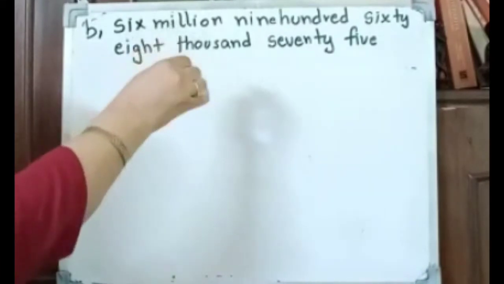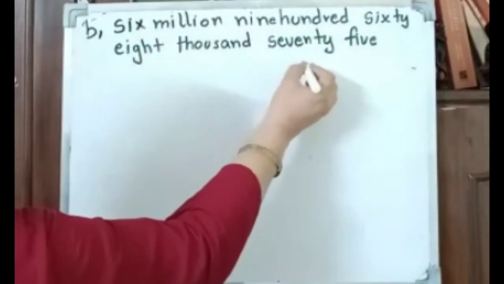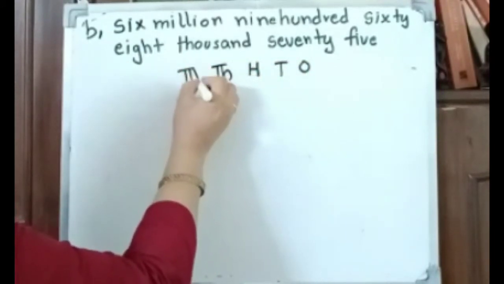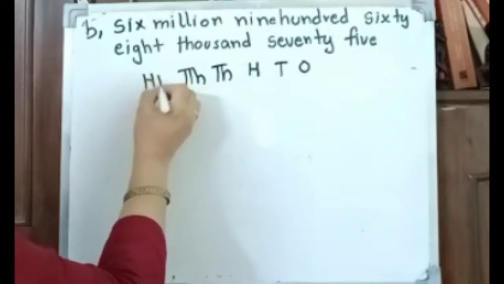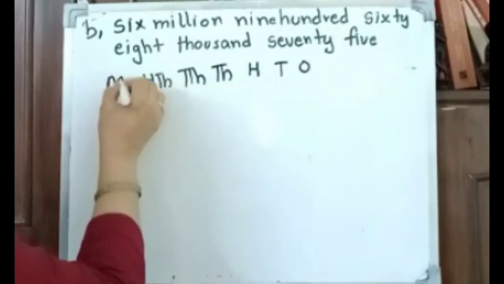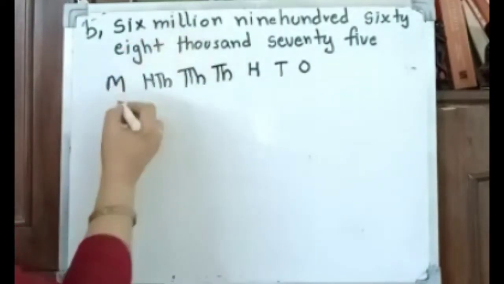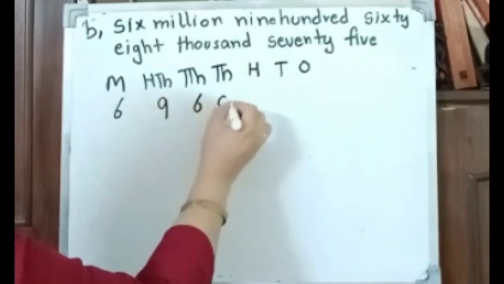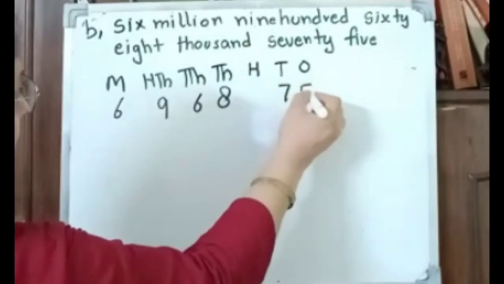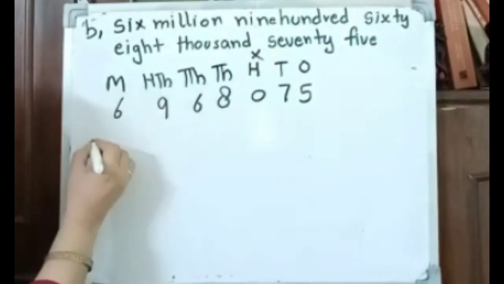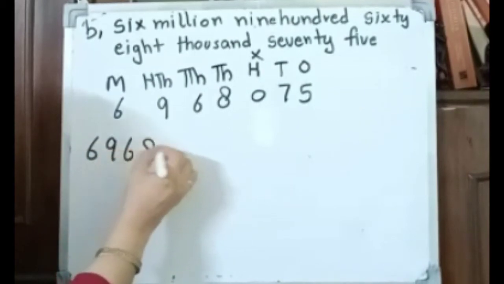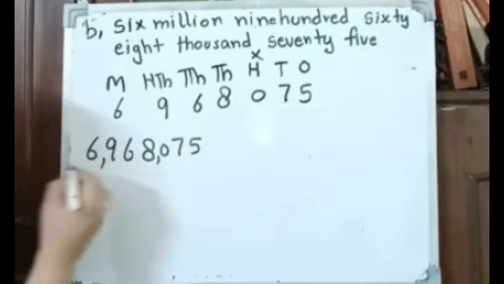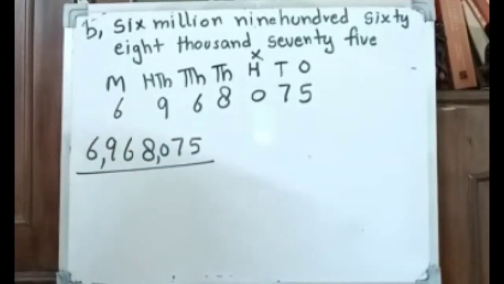Here we have six million nine hundred sixty-eight thousand seventy-five. So for millions we have to put the number in the international place value chart. Ones, tens, 100, 1000, 10,000, 100,000, then we have millions, and then we have 10 millions. Here we have 6,968,075. No number here means 0. So the number is 6968075. Ones, tens, 100, 1000, 10,000, 100,000, million. So the answer is this.